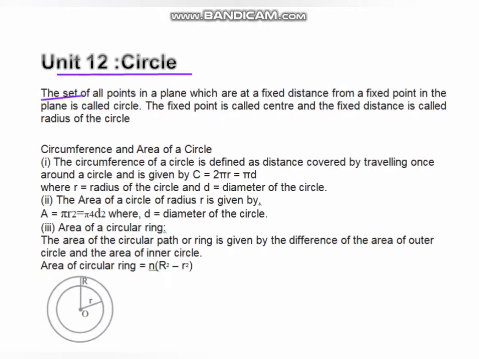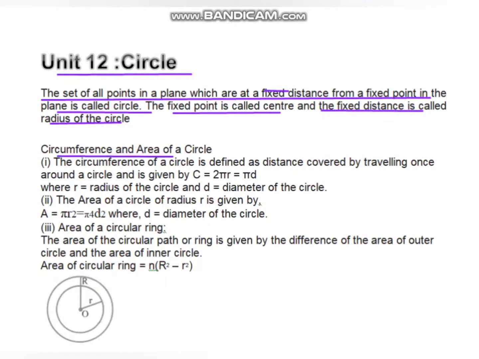What is circle? The set of all the points in a plane which are at fixed distance from a fixed point is called circle. This fixed point is center and the fixed distance is radius, and it forms a closed plane figure that is called circle. A fixed point is called center and fixed distance is called radius of a circle.